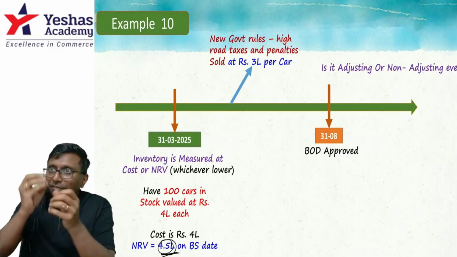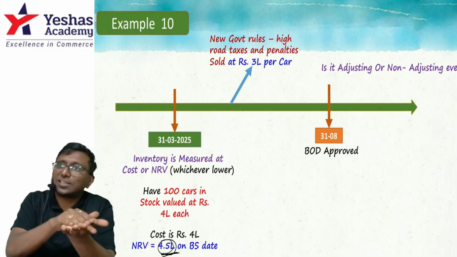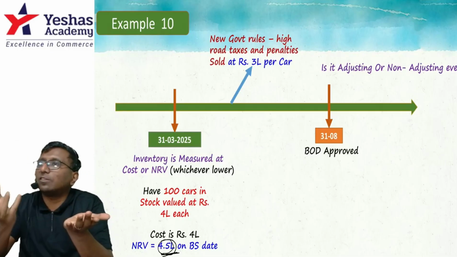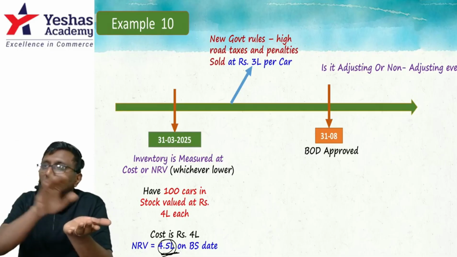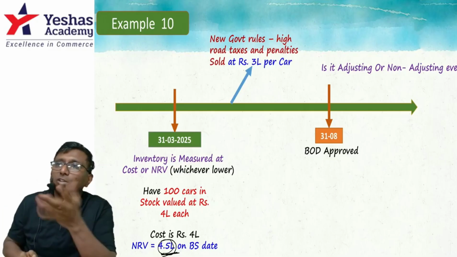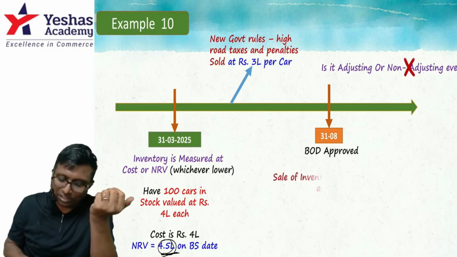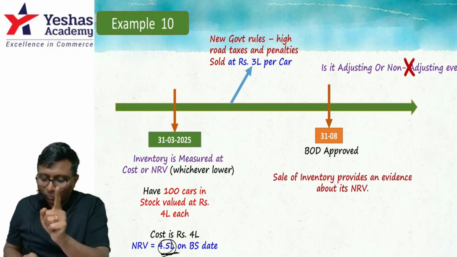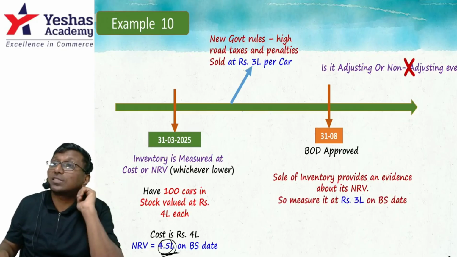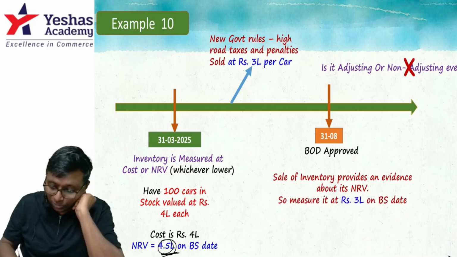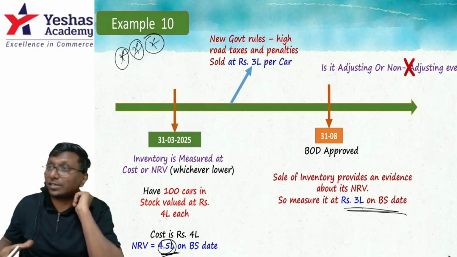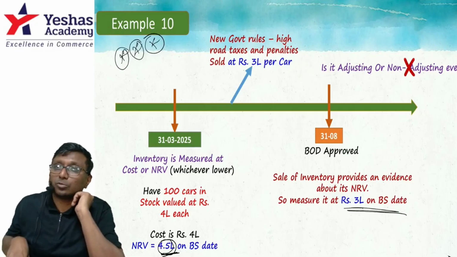With respect to NRV, it is itself an estimation that I will be able to sell at 4.5. But subsequent information is proving that your estimation was not okay. Then why can't you change it? You have to change it. Not your choice. You have to change it. So sale of inventory provides evidence about its NRV. That's why you have to measure it at 3 lakh rupees only as on balance sheet date. I suggest you mark it. Some triple star mark you are supposed to put for this.